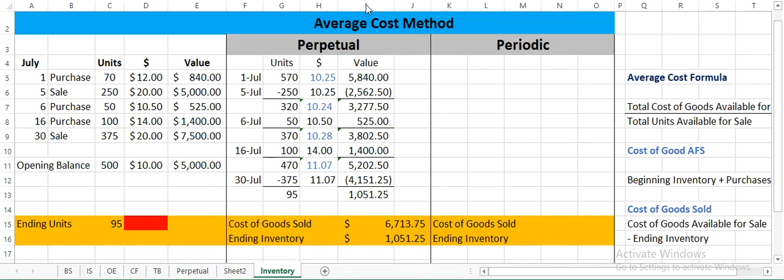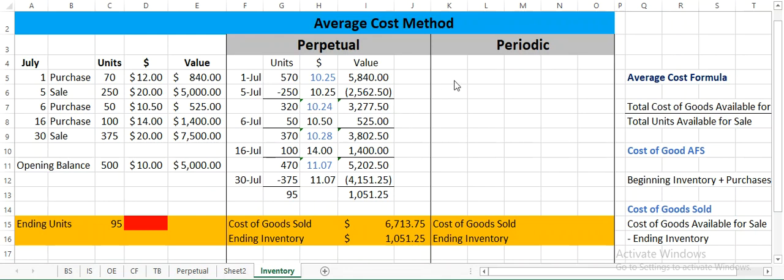So we're continuing with our example of the average cost method. Now we're going to look at how it's calculated periodically on the periodic system. I'm just leaving this perpetual system here for us to see and contrast the difference. But as I said in the previous video, the periodic calculation is very simple. It's not calculated after every transaction, and so all of this detail will not be necessary.